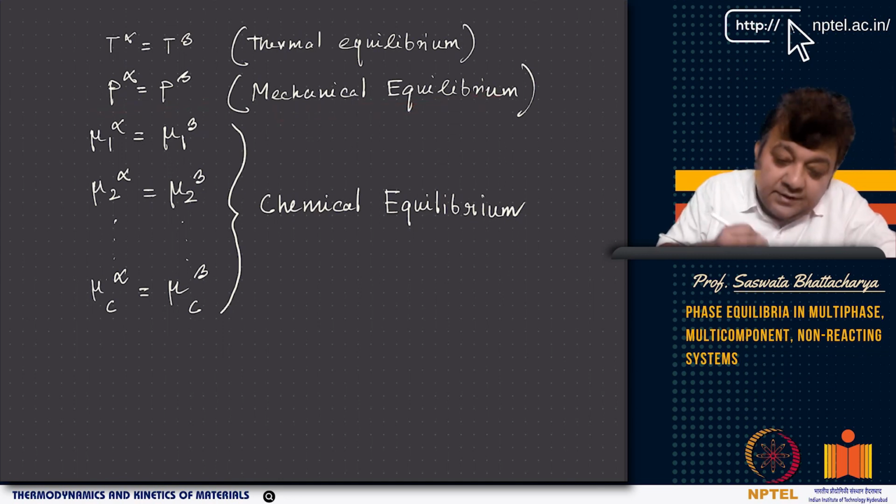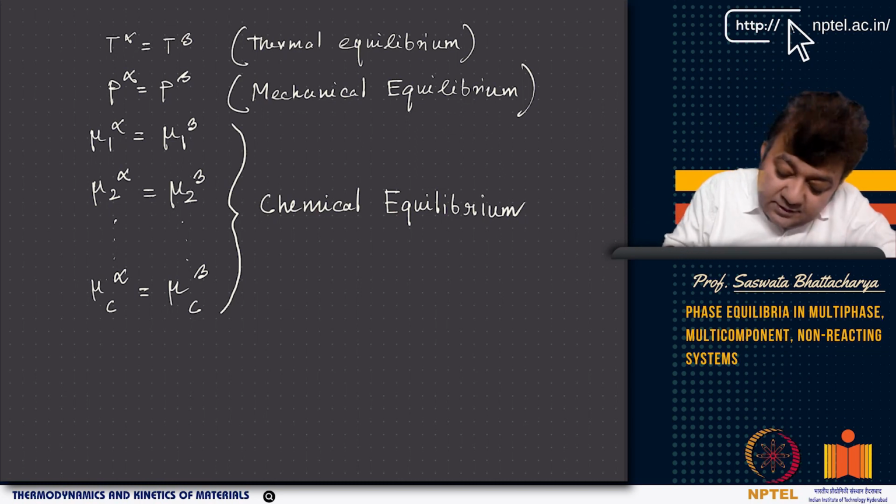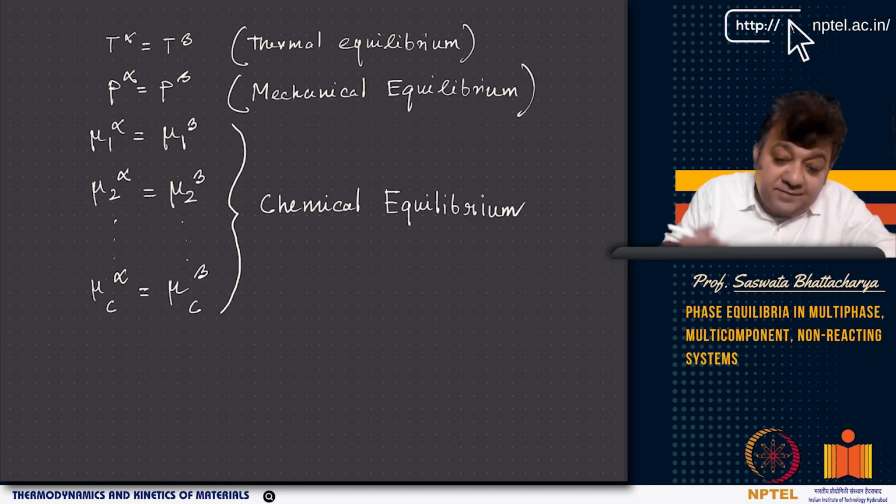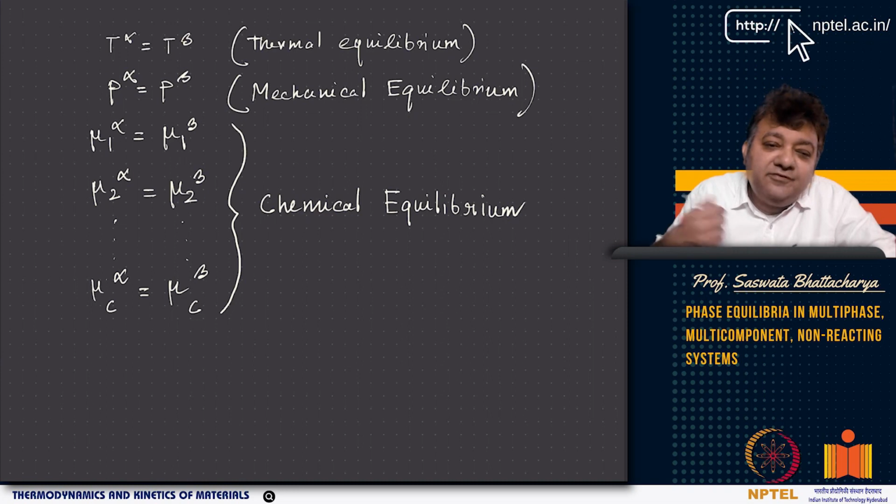And obviously, if diffusion across the phase boundary is allowed, so basically for components 1, 2, 3 and so on, you will have mu1 alpha equals mu1 beta at equilibrium, mu2 alpha equals mu2 beta at equilibrium, mu c alpha equal to mu c beta at equilibrium. Basically, you have achieved diffusional equilibrium.